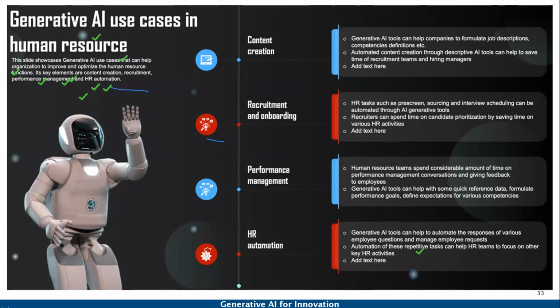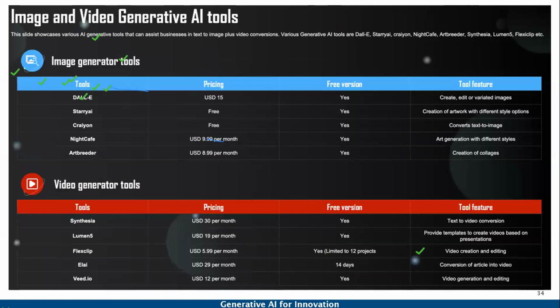So this is another application innovation domain in human resources, and this is about image and video generation generative AI tools. As I told you, we already have many models. If you see image generators, we have tools like DALL-E, Starry AI, Craiyon, NightCafe, Artbreeder, Synthesia, Lumen5, and FlexClip. These are the center stage in this slide, so these are the main important points. Pricing and the free versions which are available, you can also Google it, you will find.